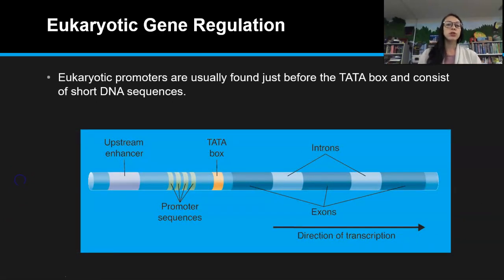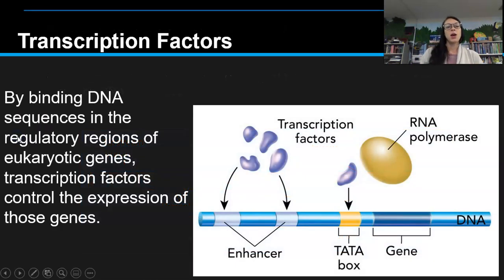Eukaryotic promoters are usually found just before the TATA box and consist of short DNA sequences that basically signal, bind here, to those transcription factors. By binding DNA sequences in the regulatory regions of eukaryotic genes, transcription factors can control the expression of those genes, similar to that of the prokaryotes and their promoters and operators.